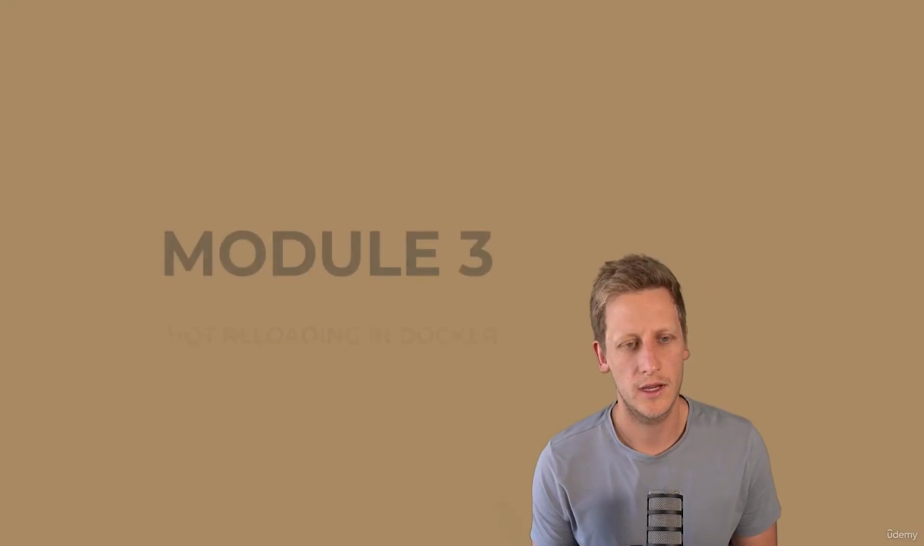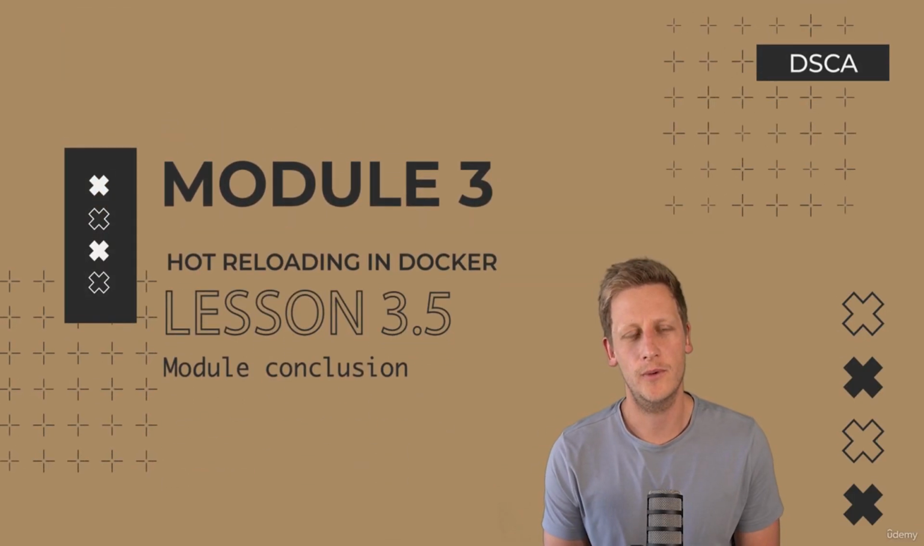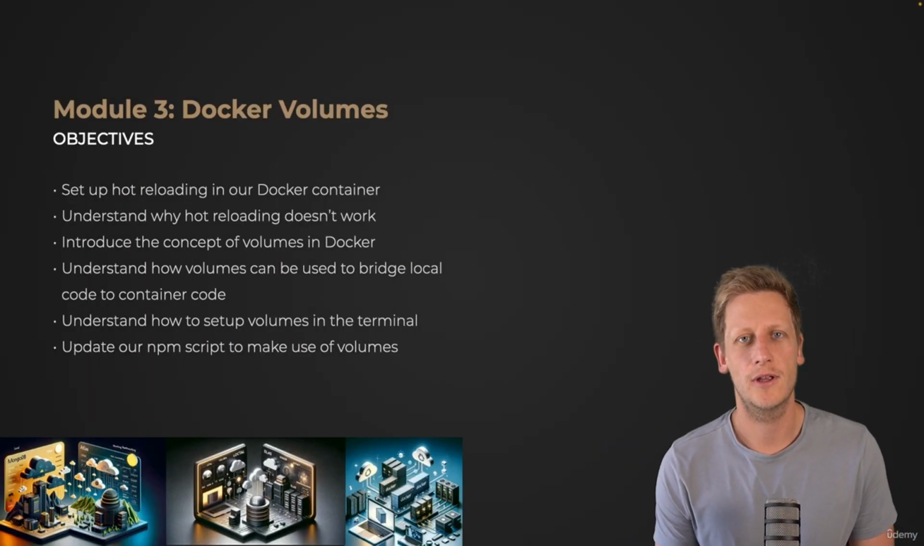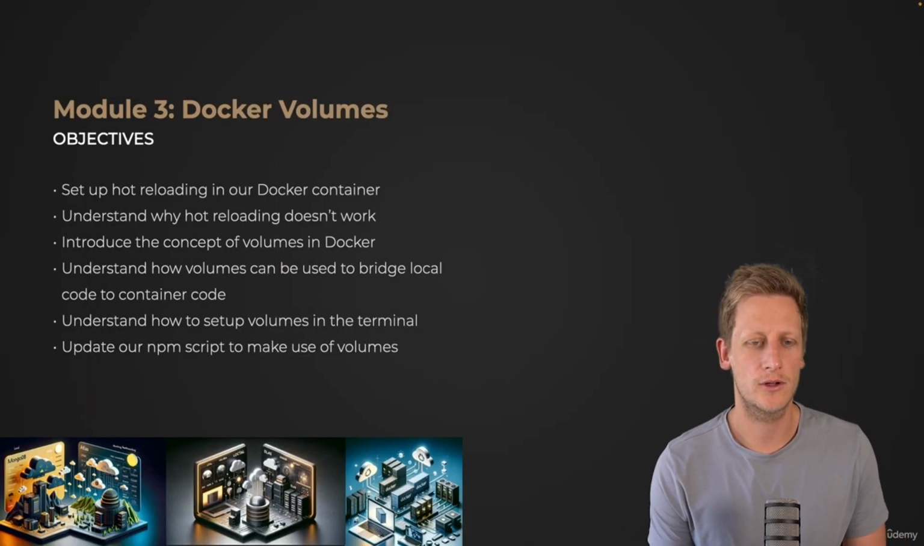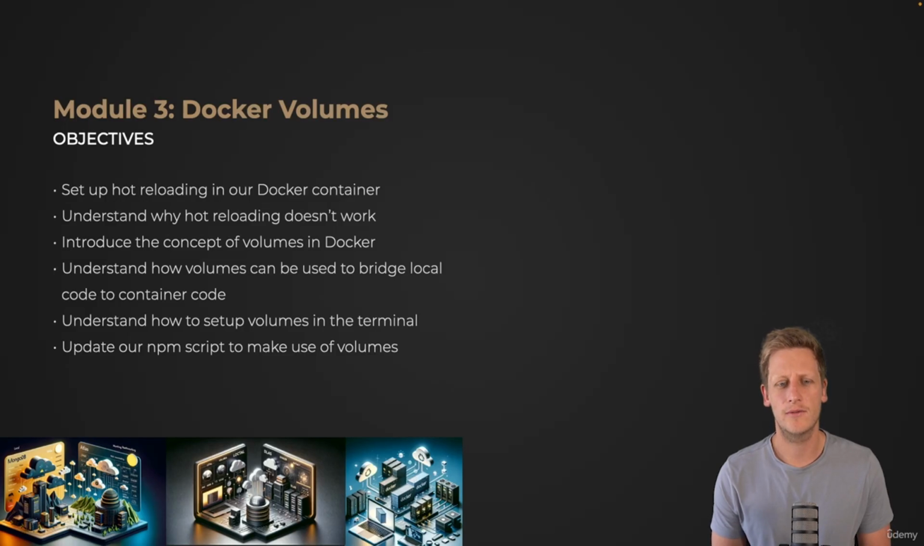So this is a wrap for module 3, where we've set out to set up hot reloading in our code base with our Docker container. We went through a bit of a deep dive into what volumes are, what problem they're solving for us. We've updated our npm scripts. We understand how to use or set up a volume using a Docker command through the terminal. So we've covered what we've set out to achieve in the beginning of this module.